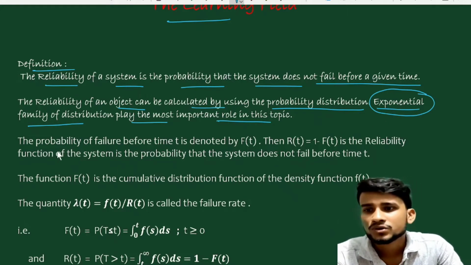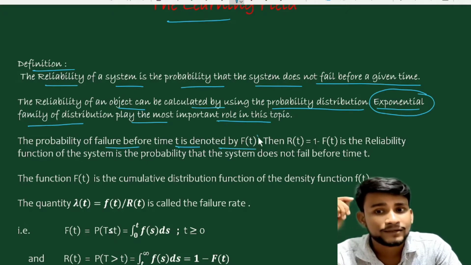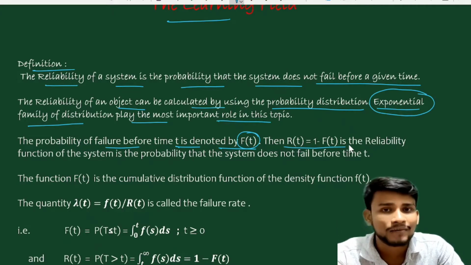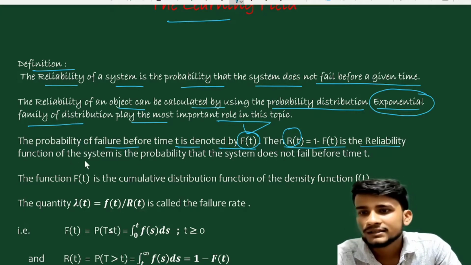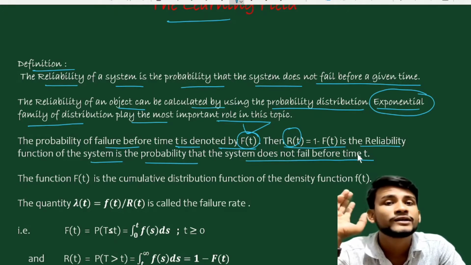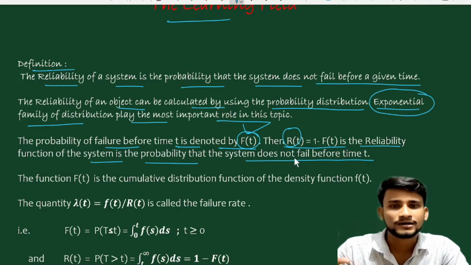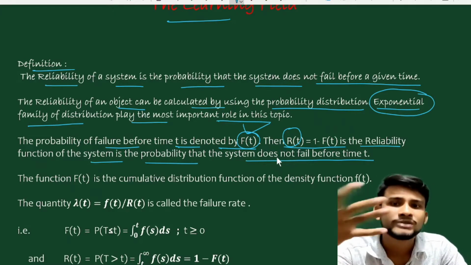The probability of failure before time t is denoted by F(t). This is a very important term. Then R(t) equals 1 minus F(t), where R(t) means the reliability, and F(t) is the failure. The reliability function of the system is the probability that the system does not fail before time t. That means, suppose before 1 year the LED bulb does not fail. This probability is called the reliability of the component, the bulb in this case.